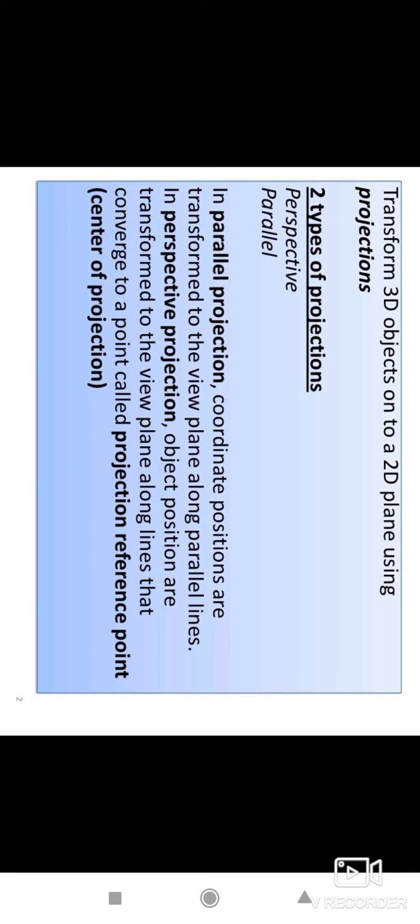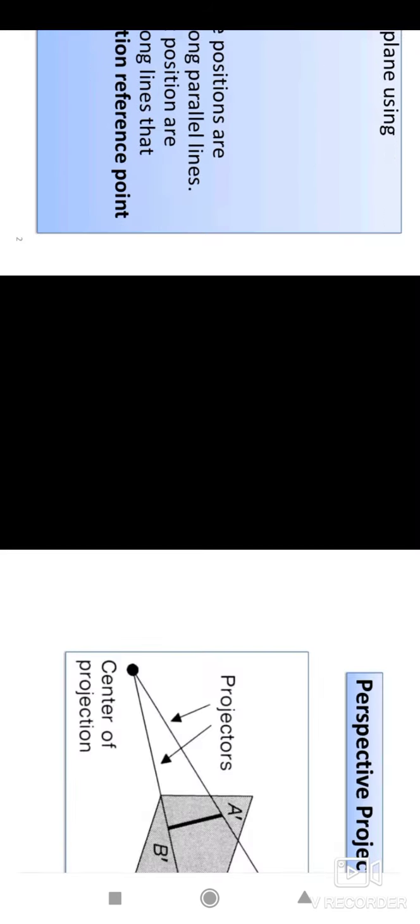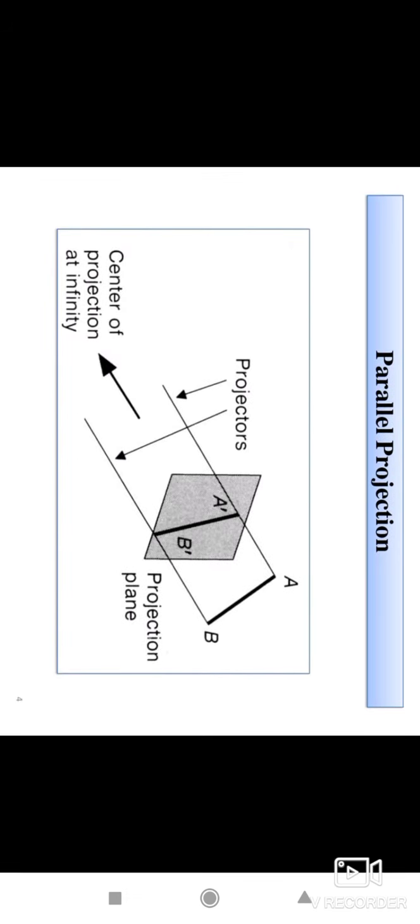So what is parallel projection? In parallel projection, the coordinate positions of the 3D objects are transformed to the view plane along parallel lines. Here the projection reference point, or center of projection, seems to be at infinity. So the coordinate positions are transformed to the view plane along parallel lines. These are the parallel projections.